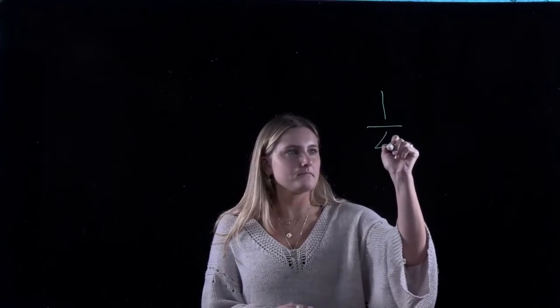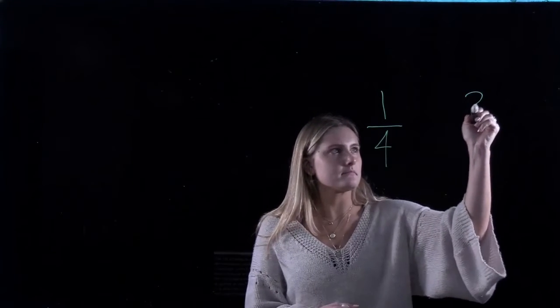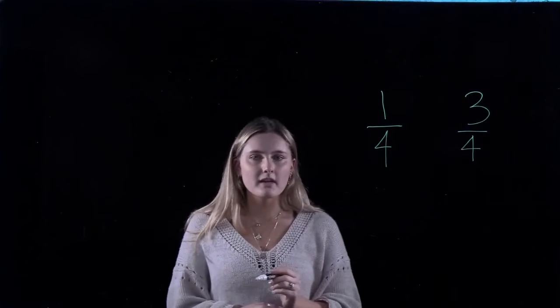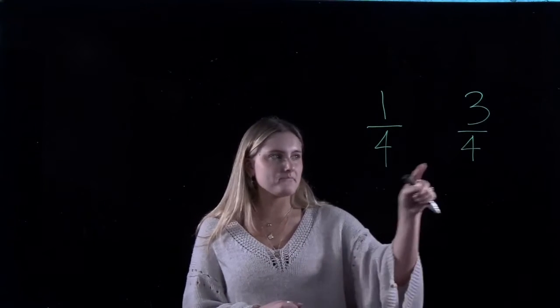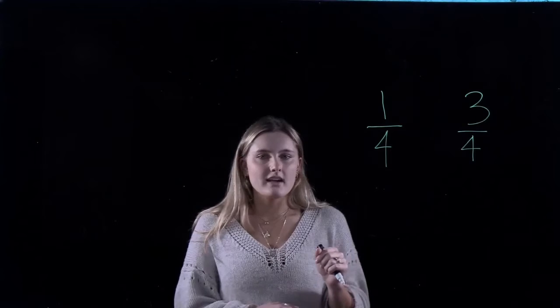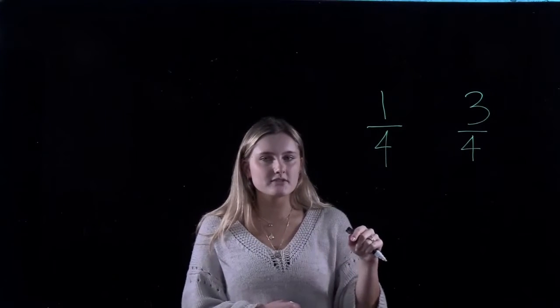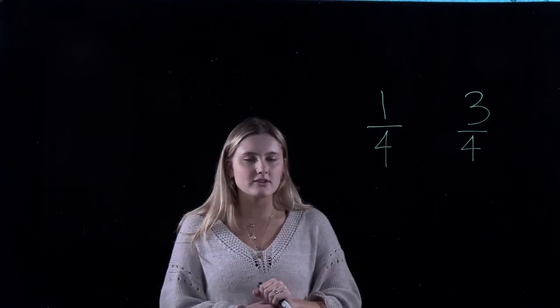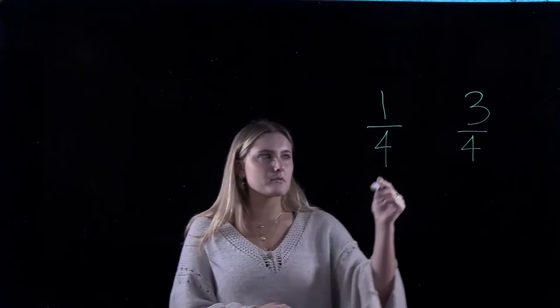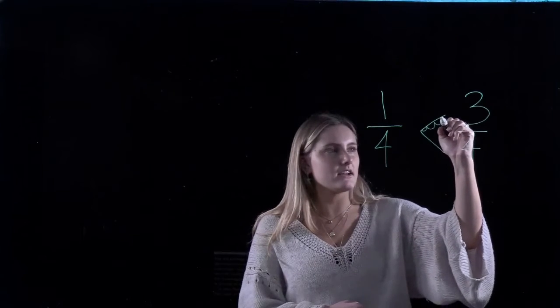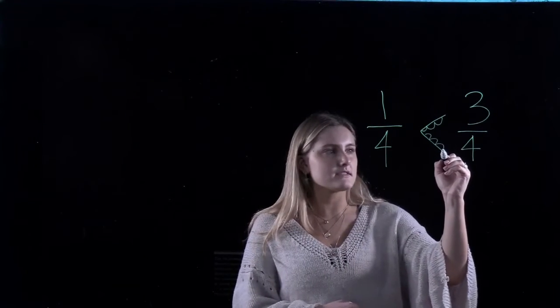Let's look at 1/4 and 3/4. They both have the same denominator, 4. But the numerators are different, 1 and 3. The numerator that is greater in value is going to be the larger fraction. So 1/4 is less than 3/4. So the alligator eats 3/4.